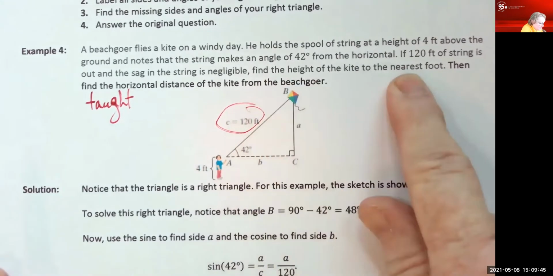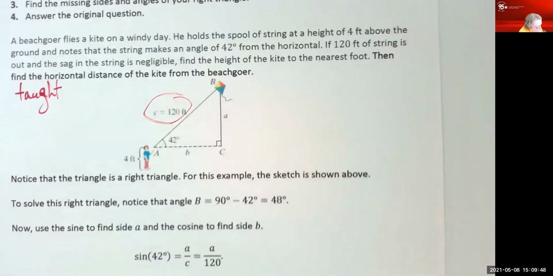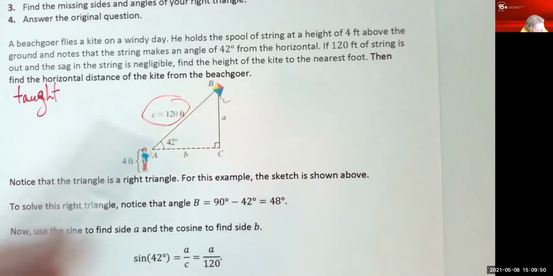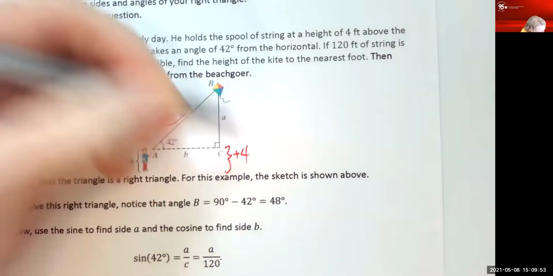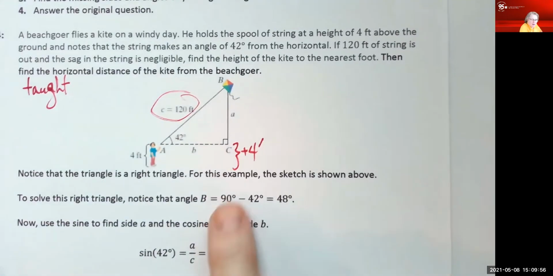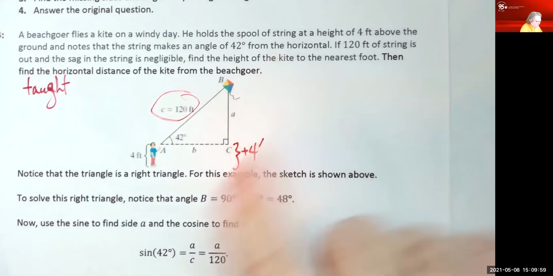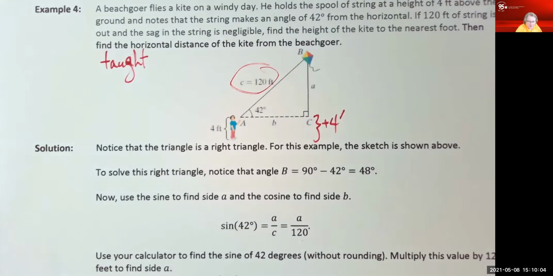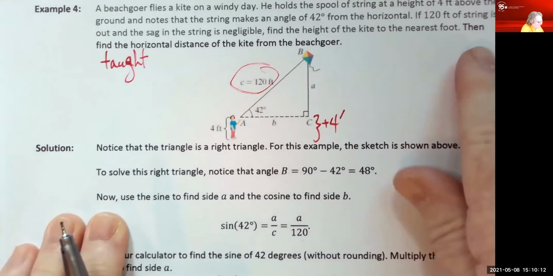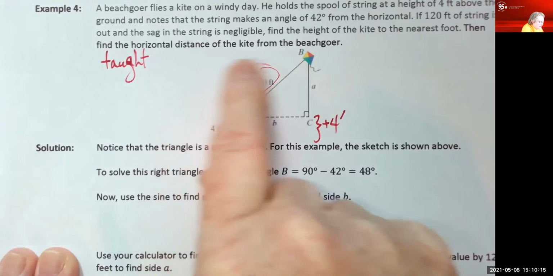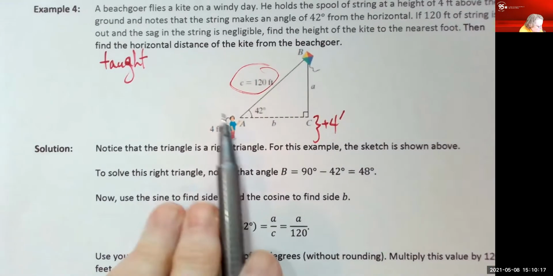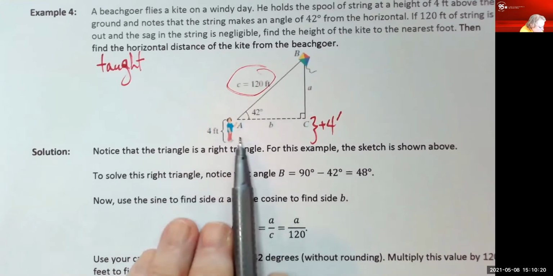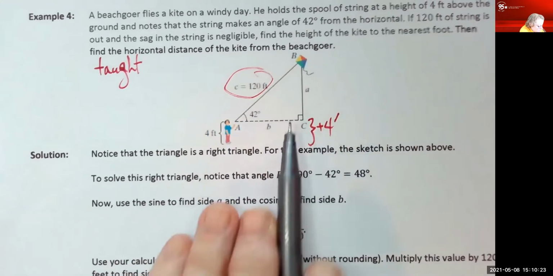Then we want to find the height of the kite to the nearest foot. So not only do we want to find side A, but we want to add 4 feet to side A so that we get the height of the kite with respect to the ground. Do we need to find side B this time? We don't need to. Oh, yes, we do. My mistake. Then find the horizontal distance of the kite from the beachgoer. So side B is going to be that horizontal distance from the child to the kite.